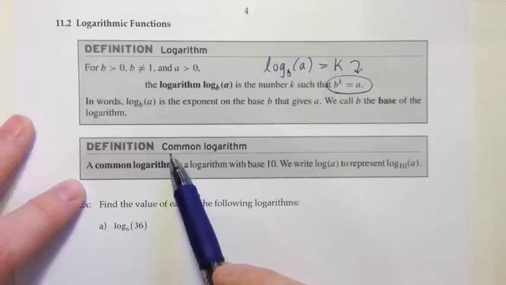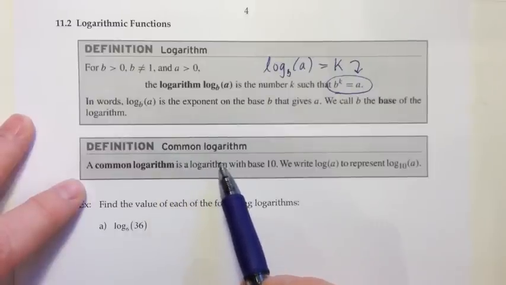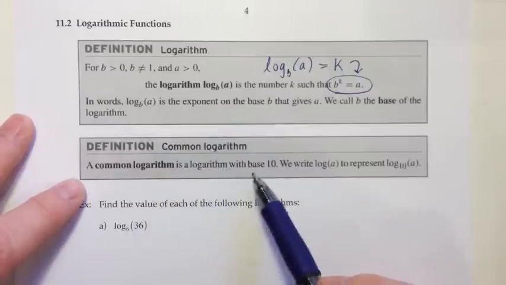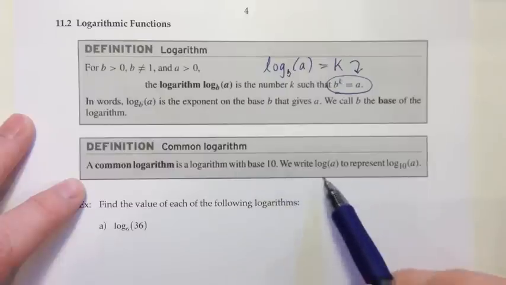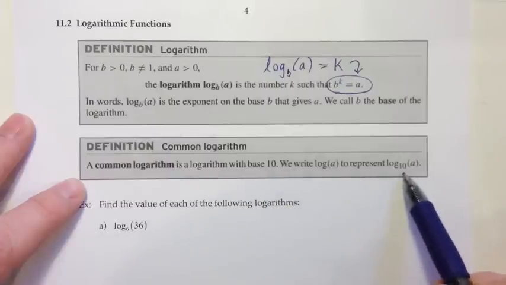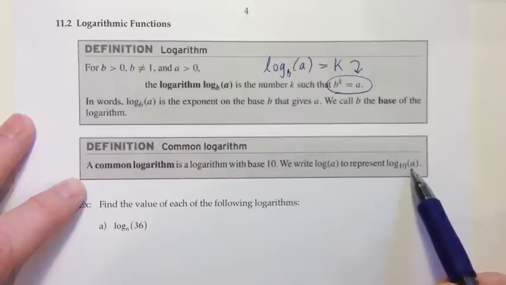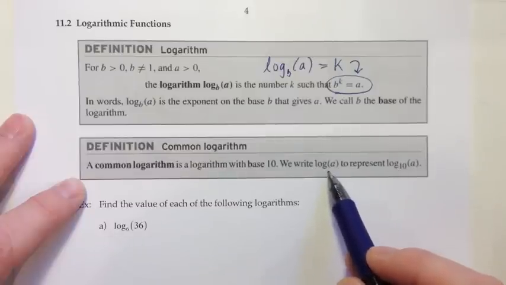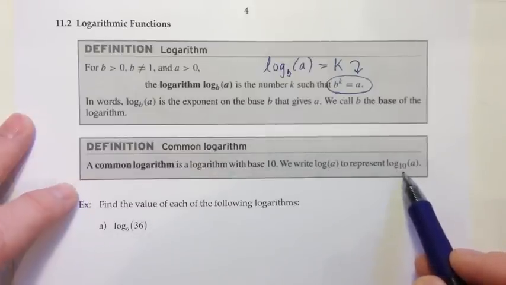And so I'll show you a few examples of that in just a moment, but let me go ahead and throw in one more definition first, and that's a common logarithm. A common logarithm is a logarithm with a base 10. So when we have that type, we just write log of a, and it means the exact same thing as log base 10 of a. So if you see a log and there's no base written, then the base is assumed to be 10.